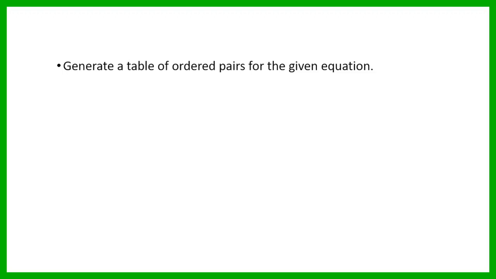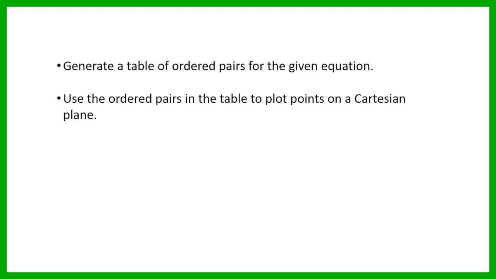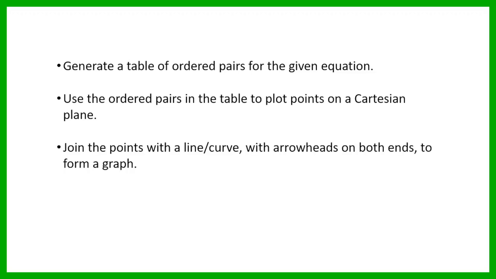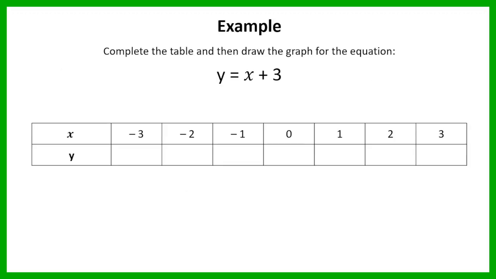Once you have done that, you then need to use the ordered pairs in the table to plot points on a Cartesian plane. And then once you've got your points plotted, you're going to need to join those points with a line or a curve with arrowheads on both ends to form a graph. And then you can go and label your graph with the equation that you started with. Okay, so let's have a look at our first example for today.